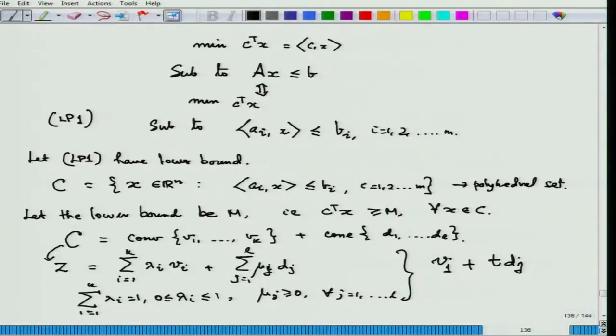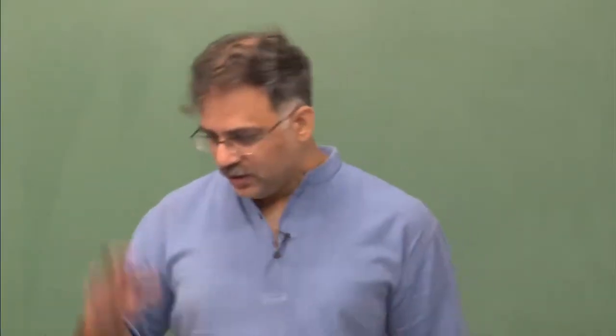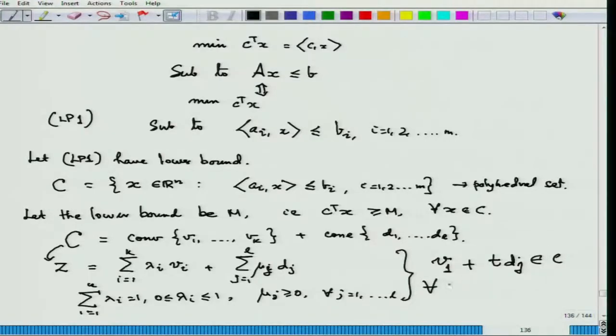So, you first take one j, say d1, so v1 plus, for any fixed t, whatever you want, v1 plus t of d1 is an element of C, v1 plus t of d2 is an element of C, and so on. So, this is an element of C for all t greater than or equal to 0 and for all j running from 1 to l. This is simple, you just note this representation, putting all lambdas equal to 0 except lambda 1, which you put 1, and take any t and any j you want, pushing the remaining all to 0, and then this is of course an element of C, just by this representation.